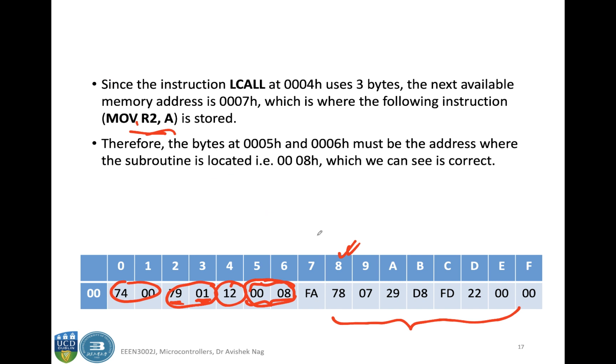So MOV R2, A, this instruction is stored at 0007. This is the opcode related to MOV R2, A. And then from 0008, whatever is there is basically the addition of 7 times. These are the instructions equivalent to that.